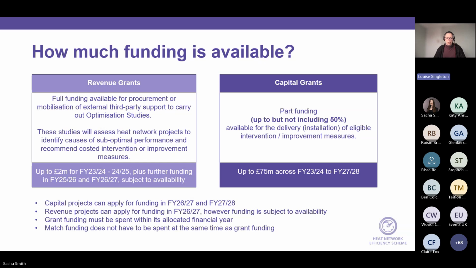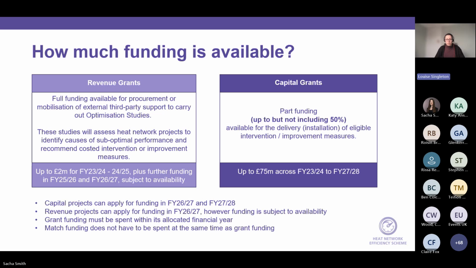For this funding round 11, capital projects will be able to apply for funding in the next financial year, so from April 2026 through to March 2028. For revenue projects, it will just be for the next financial year, 26-27. They have a shorter period for delivery, so they don't need to go into the next financial year yet. If you are applying across multiple years for the capital projects, the grant funding needs to be spent in the financial year it's allocated to.